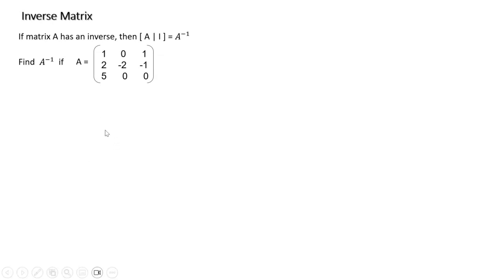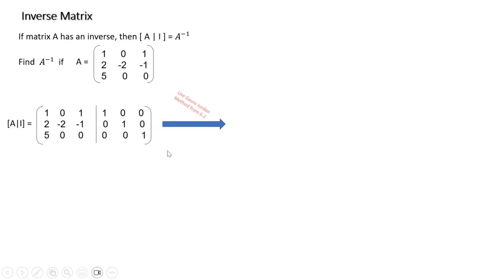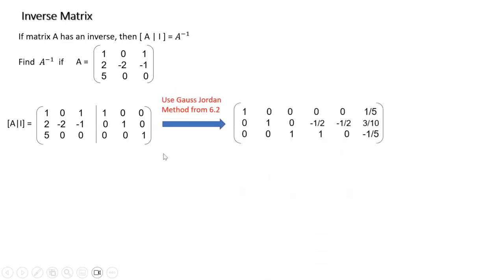Okay, now, this is a 3x3 matrix, right? So to find the inverse of matrix A, you're going to put the identity next to it. The identity of a 3x3 matrix is 1, 0, 0, 0, 1, 0, and 0, 0, 1. And all the elements on the diagonal are ones. So again, by using the Gauss-Jordan method, this is going to be my solution. The inverse will be 0, 0, 1/5, negative 1/2, negative 1/2, 3/10, 3 over 10, 1, 0, negative 1/5. This is the inverse. But how do we find the answer?